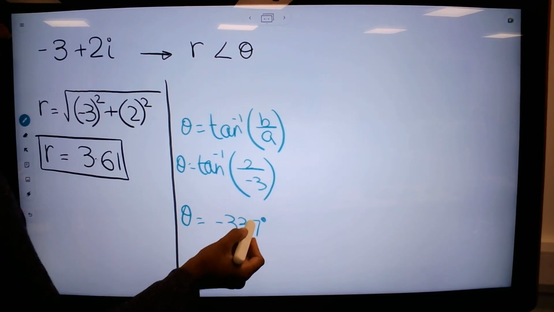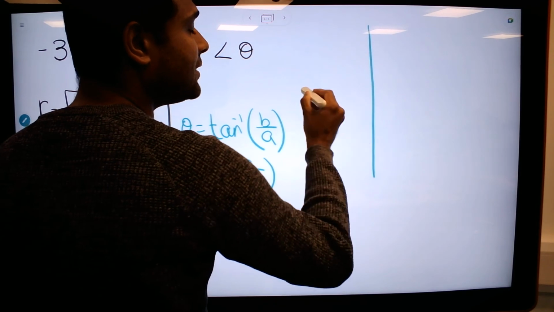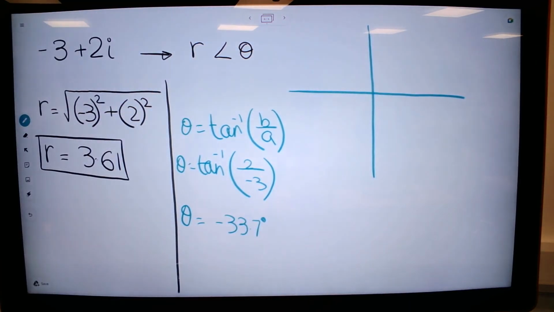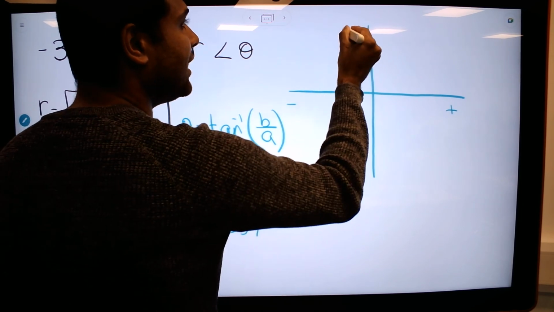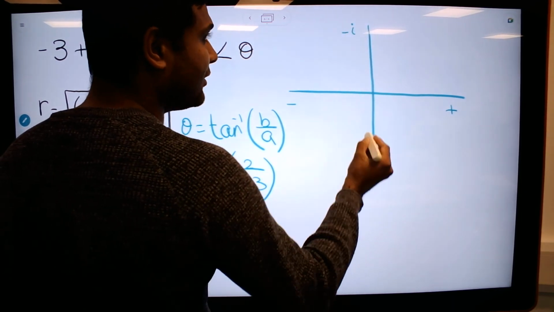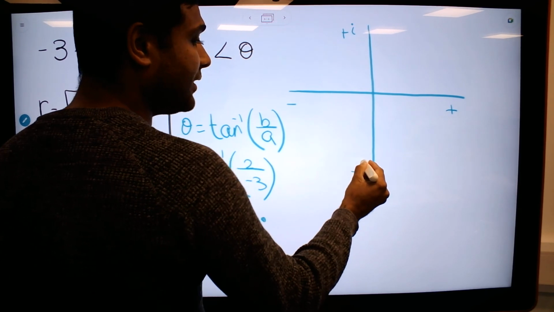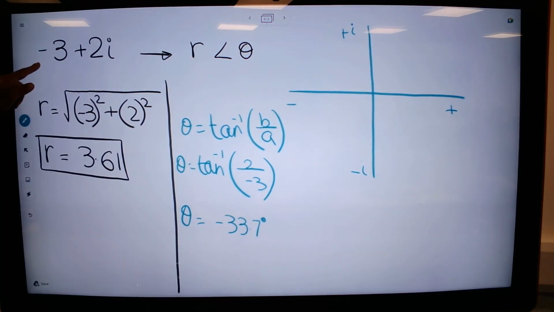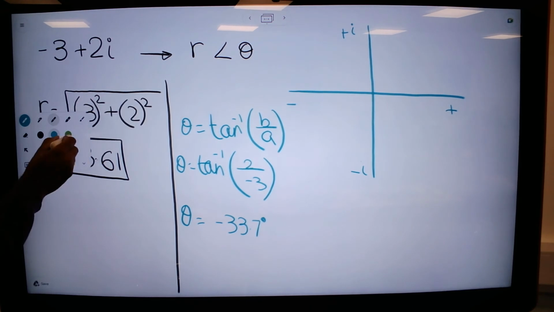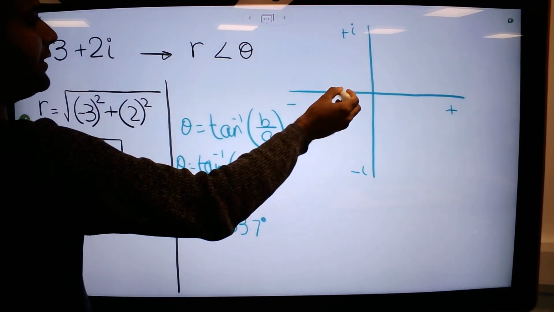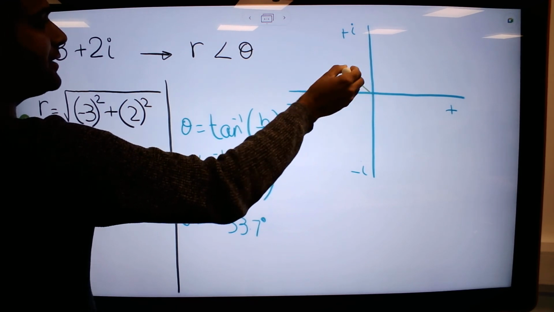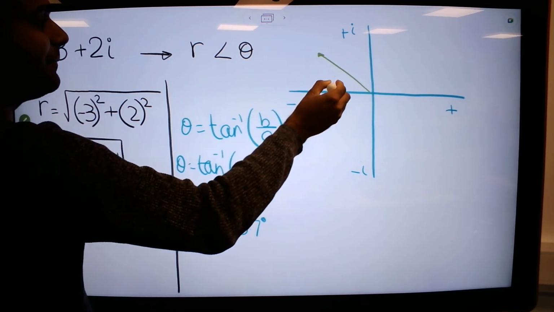Let's have a look. What is this? We need to find out where it is. Okay, here you go. Now you know this is positive real, negative real, positive i, and negative i. You know that one, yeah? So let's plot minus 3 on there and find out where it is. Minus 3 is going to be here, and then 2. So it's going to be something like this, isn't it?